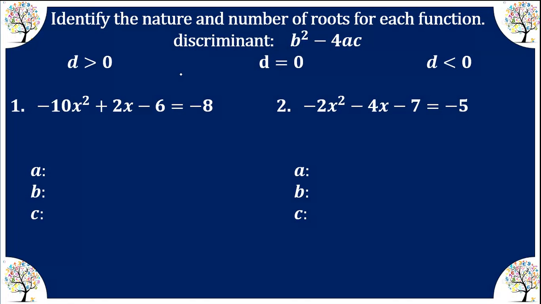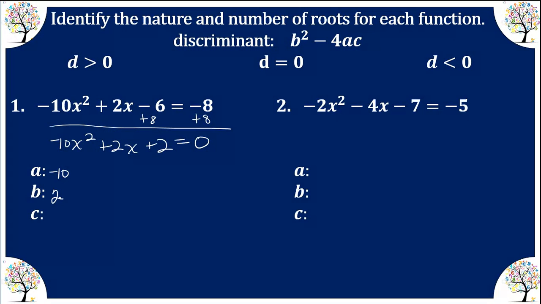So remember, our equation must be set equal to 0. And we can see in number 1 that it's set equal to negative 8. So we're going to add 8 so that our expression, negative 10x squared plus 2x plus 2, is equal to 0. Now we can identify the a, the b, and the c, the coefficients of our terms of our quadratic. A is negative 10, b is positive 2, and c is positive 2. Now let's use the discriminant, the expression under the radical, and let's find how many roots we're going to have.